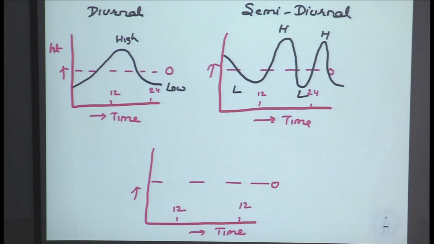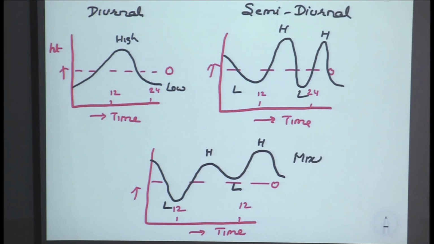and if the semi-diurnal is actually having variations, so let us try to attempt it. So see it, this is low, this is also low, this is high and this is also high, but the height is not similar. So which category it becomes? Mixed semi-diurnal.